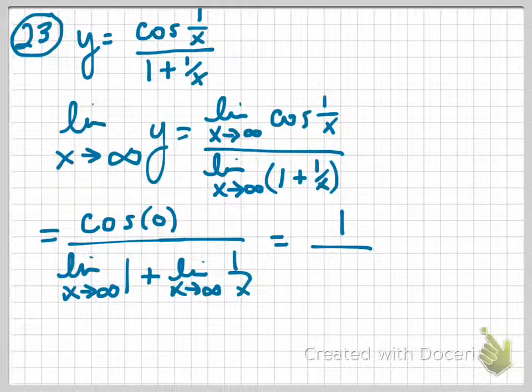All right, so now let's look at the denominator. What is the limit as x approaches infinity of 1? 1. Love your enthusiasm. Okay. What is the limit as x approaches infinity of 1 over x? 0. So we're left with 1 over 1, which is 1.